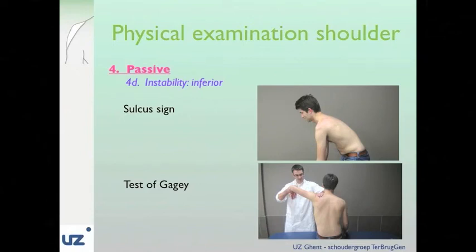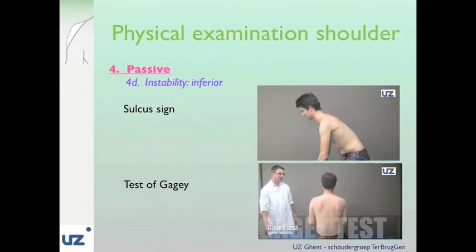First of all, the sulcus sign. In patients with inferior laxity, an indentation below the acromion can be seen when the arm is pulled downwards while torso movement is prevented. Another test is the test of Gagey. During the test of Gagey, the examiner holds the shoulder girdle firmly in a lower position and with the other hand lifts the arm up in the frontal plane.